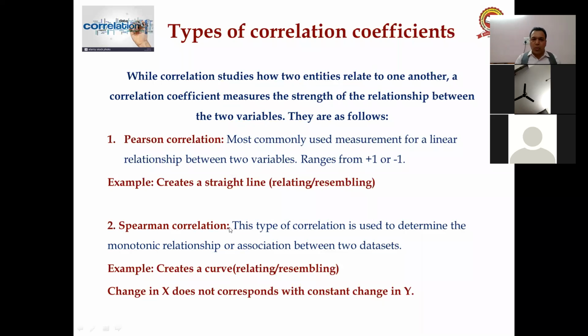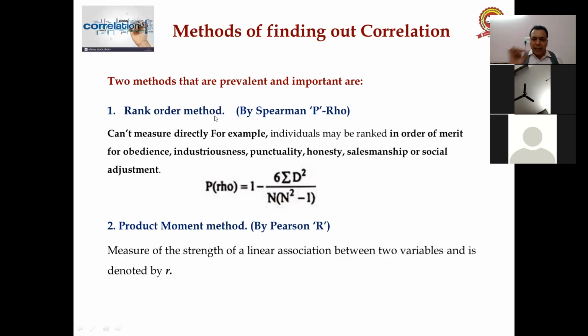And the second is Spearman correlation. Spearman gave the rank order method. Under Spearman correlation, we can find out another kind of correlations, like punctuality, honesty, salesmanship. We cannot find them directly, so we give some ranking to those variables. If we have to find such a kind of relationship, then we use the rank order method, which was given by Spearman, right? So guys, it is all about your correlations.